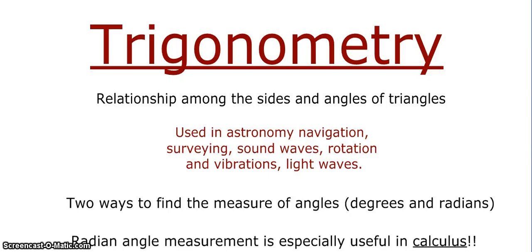Today we're going to start Unit 3, which is trigonometry. We're going to be doing trig for the next few units. Just a basic background on trigonometry: trigonometry is the relationship among the sides and angles of triangles. That is the foundation of trigonometry. It has to do with ratios of sides of a triangle and an angle.